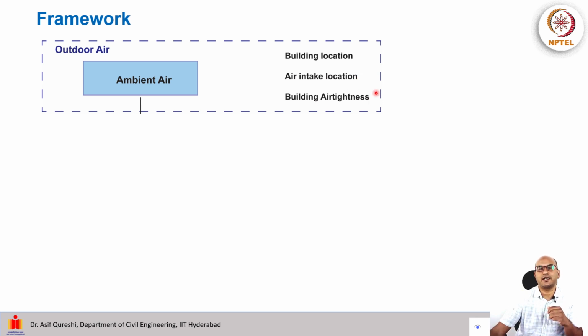Then what is the airtightness? So we have the building location, we have the air intake location. What is the general airtightness? What is the leakiness propensity of the building? Because you can control the ventilation, but how will we control the leakages through cracks or any other situations?